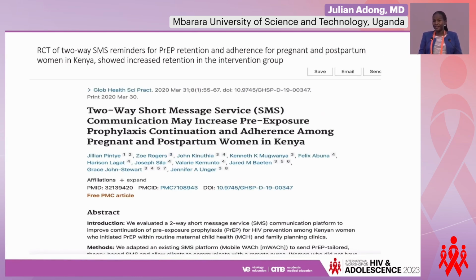Then we move on, still within Kenya in East Africa. This was a two-way SMS-based RCT that looked at women who were pregnant and those who were postpartum, still young women, who were taking PrEP. The outcome in this study was to look at, one, PrEP retention, and two, PrEP adherence. And this study actually did demonstrate that there was indeed improved retention in PrEP and adherence in the group that received the intervention.